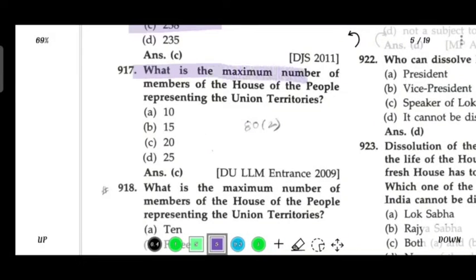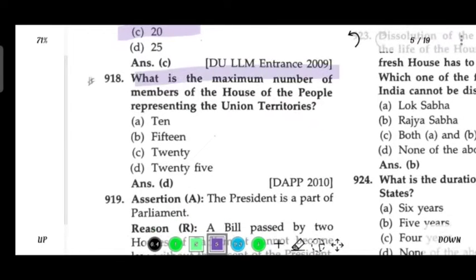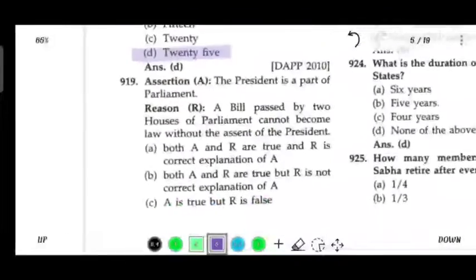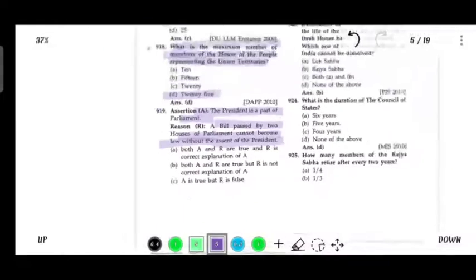What is the maximum number of members of the House of People representing the Union Territory? 20. What is the maximum number of the members of the House of the People representing the Union Territory? 25. The President is a part of the Parliament. The bill passed by the two Houses cannot become law without the assent of the President.